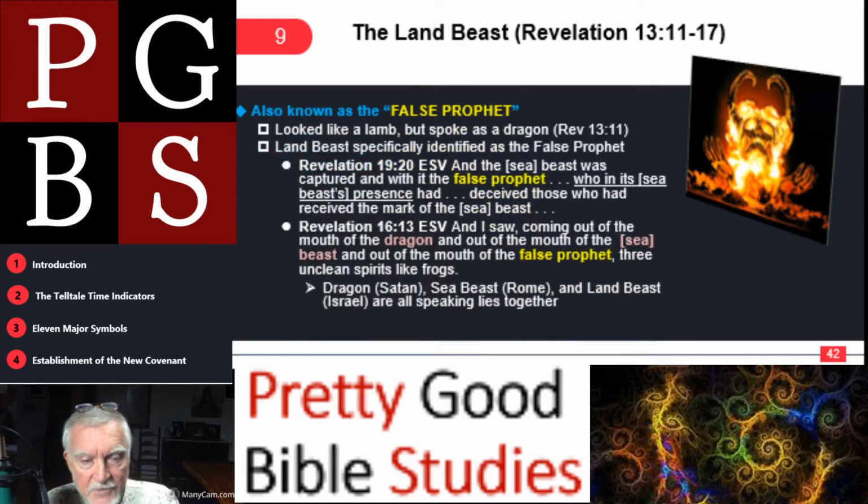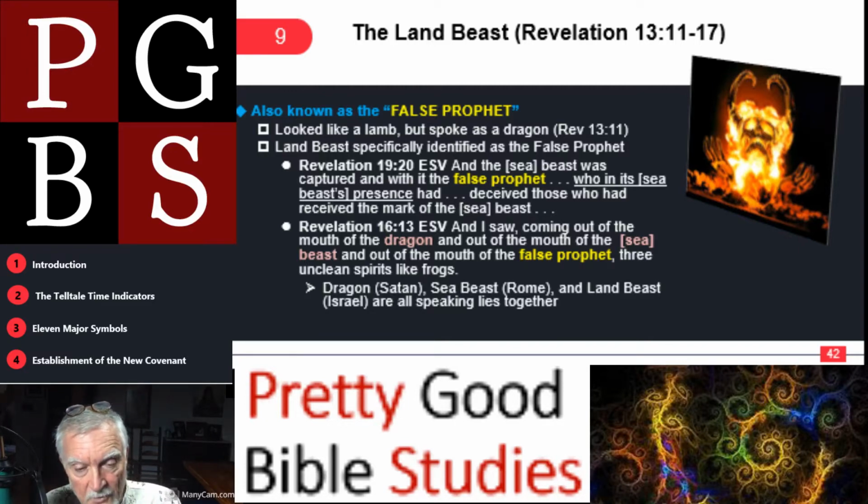All right, now this land beast is also known as the false prophet. He looked like a lamb but spoke as a dragon, Revelation 13:11. In other words, he was deceptive. Spoke as a dragon, that's referring, he spoke from Satan. The land beast is specifically identified as the false prophet. We go to Revelation 19:20 to see this, and we read there, and the sea beast was captured, and with it the false prophet. The false prophet was captured along with the sea beast.